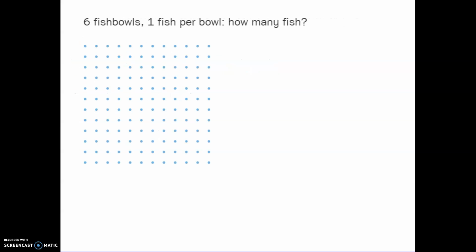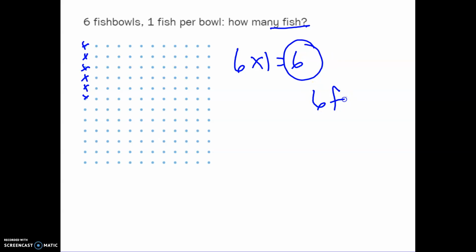6 fish bowls, 1 fish per bowl. So I'm going to make an array. 6 fish bowls, 1, 2, 3, 4, 5, 6. 1 in each row. Well, I have 1 in each row. So that's telling me that 6 times 1 equals 6. How many fish are there? There are 6. 6 fish, and that's our unit.